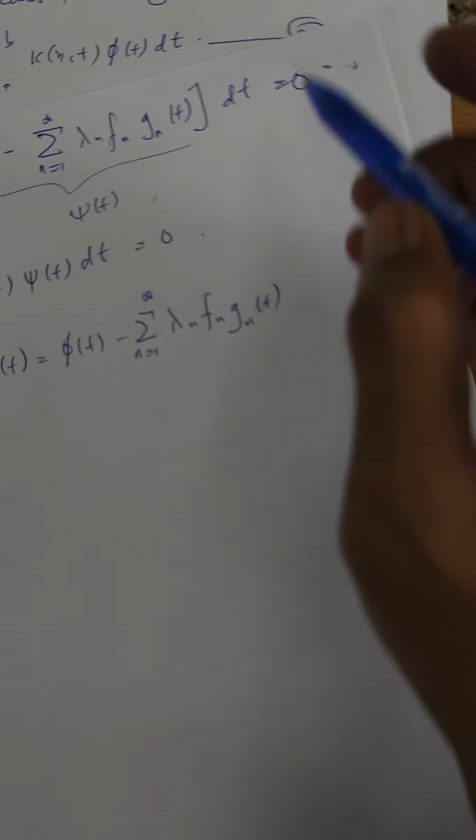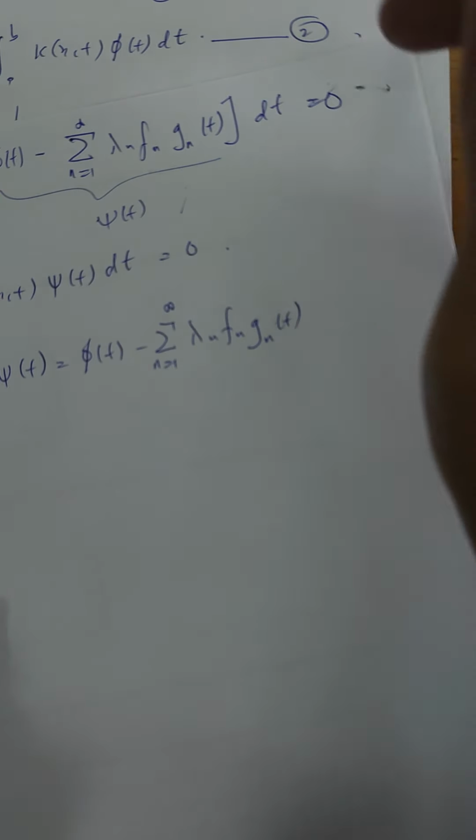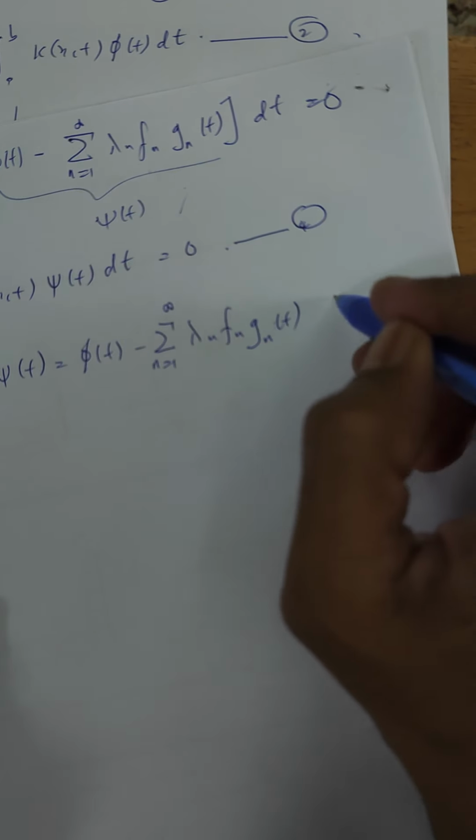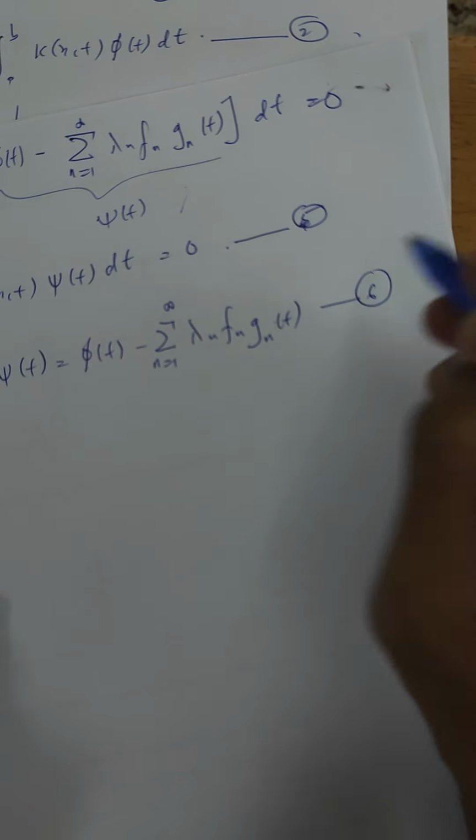So let me write those things. So let me give equation numbers. This is equation number 4. This is number 5. This is number 6.